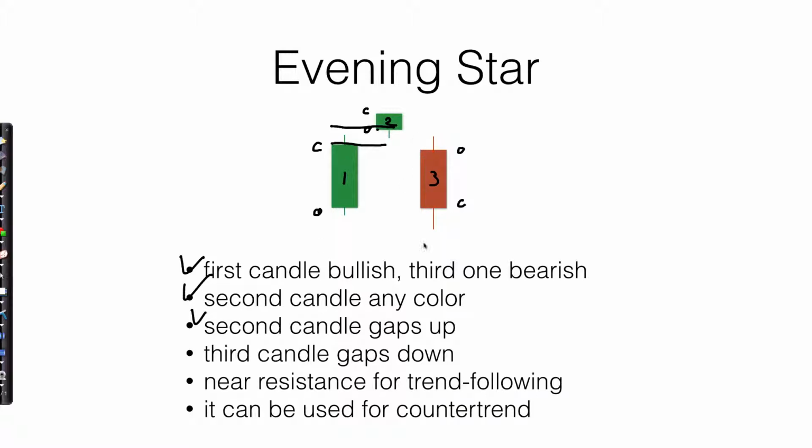Now for the gap down, we want the third one to gap down compared to the second one. So what does it mean? Again, that the open of this is below the close of that. We want a gap. And again, you see there is a gap. And similarly to the previous one, we want to see this pattern near a resistance if we are doing trend following, but it can also be used for counter trend.